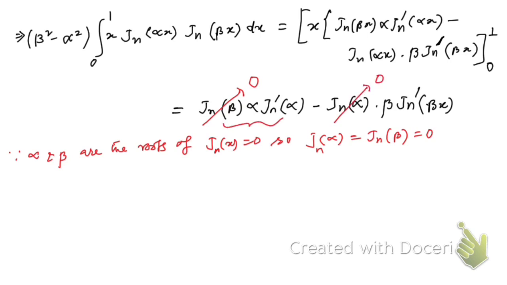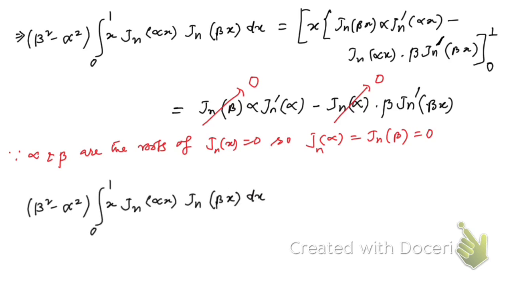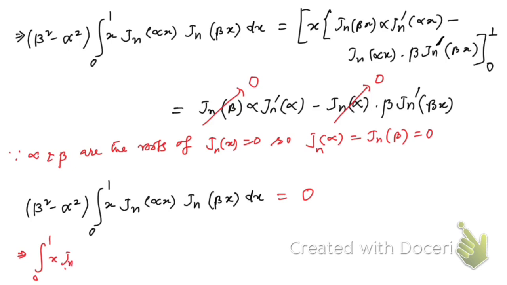So this whole part is going to be equal to 0, because 0 times anything is 0. So let me take this left hand side, it is going to be equal to 0 minus 0, that means 0, which implies that the integration from 0 to 1 of x Jn of alpha x Jn of beta x dx is equal to 0.